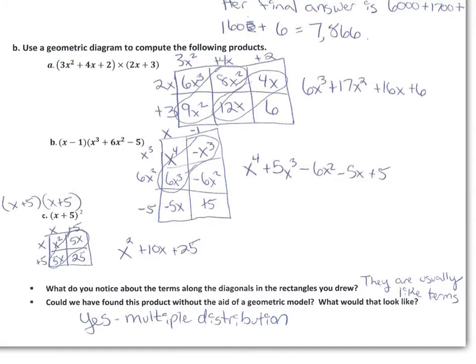First bullet, what do you notice about the terms along the diagonals of the rectangles you drew? Along the diagonals, a lot of the times they're like terms. Not always; this diagonal here was not a like term. Could we have found the product without the geometric model? Hopefully you can realize that yes, we could have, because we were doing that a few days ago. What would it look like? It would be a multiple distribution. I think we're going to do it on the next page here, so let's take a look.